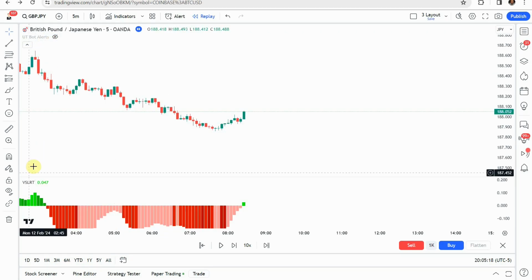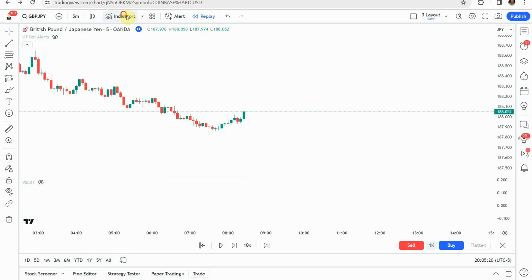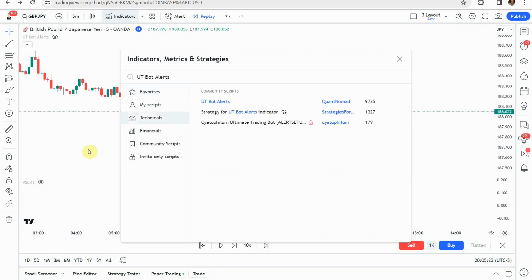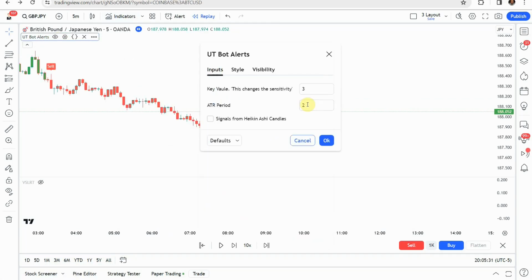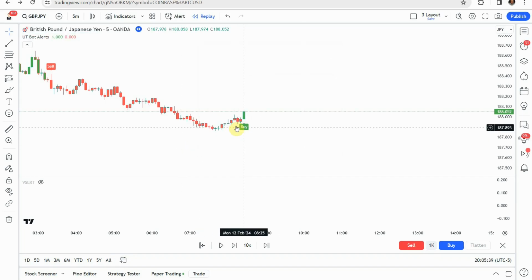Let's go ahead and hide these two indicators. The first indicator we will add to the screen is the UT Bot Alerts, this one right here. You'll add that to the screen, and then we'll jump into the settings real quick. Under the inputs, you're going to change the key value to 3, and the ATR period to 2. Click OK, and you should see these buy and sell signals like before, but in slightly different positions now.